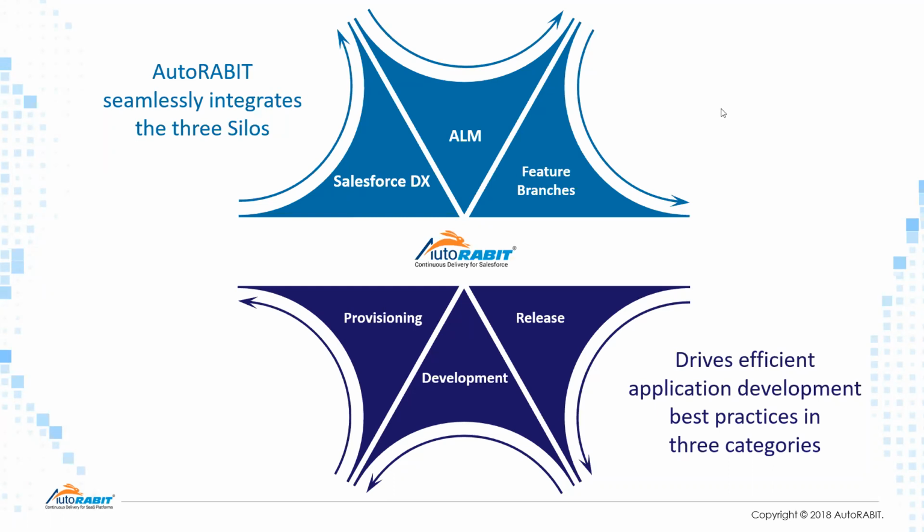So you'd have to provision that scratch org, which can be done through AutoRABIT. We can go ahead and deploy any sort of metadata components that you'd like. You'll also be able to define your org shape.